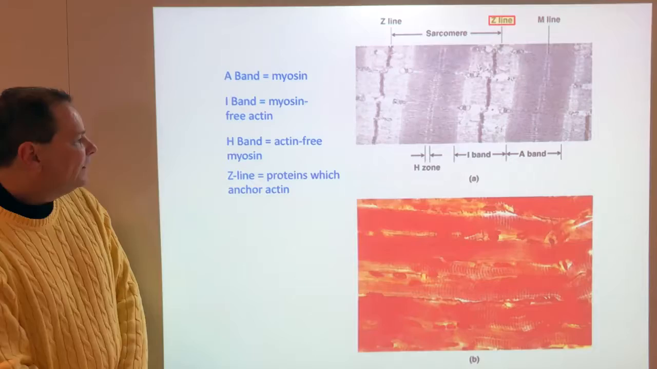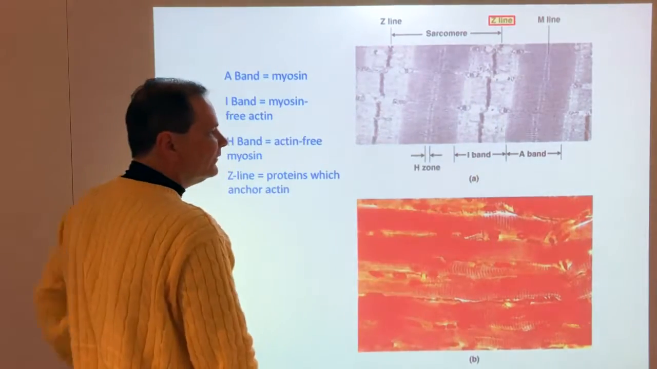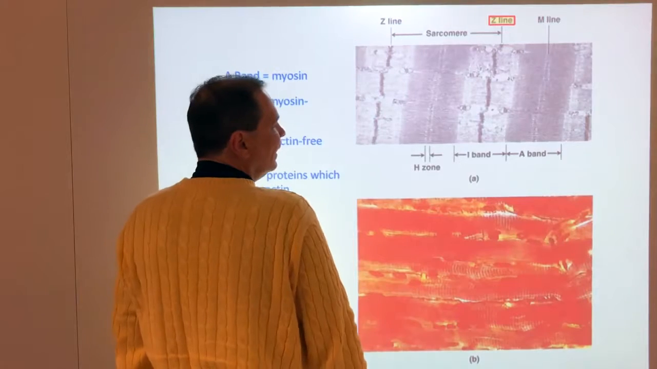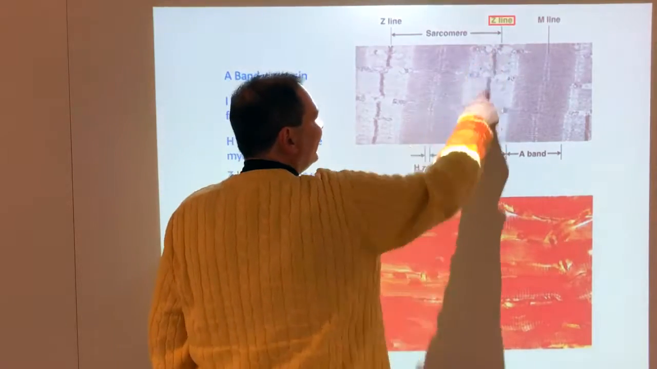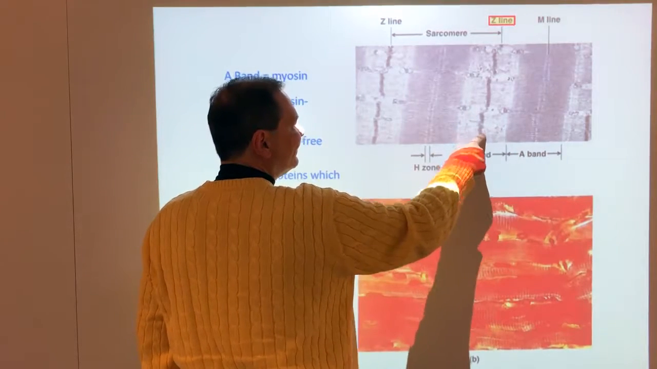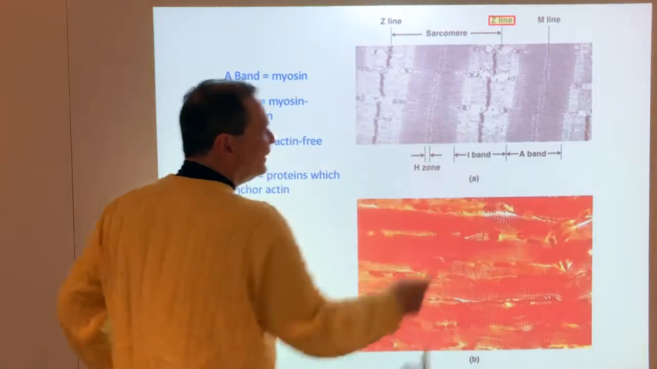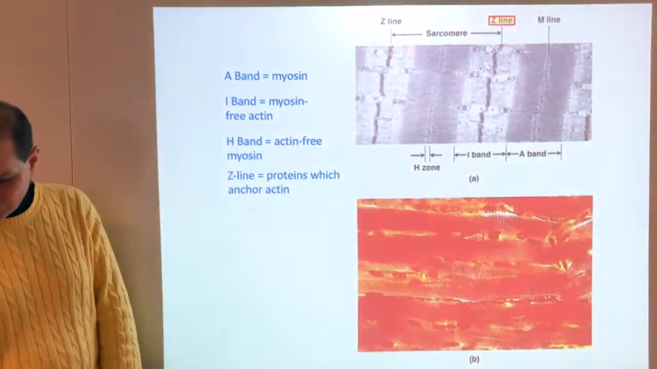And the Z line runs here transversally through the myofibril. And it is proteins to which the actin anchors. So the actin goes here, it attaches to the Z line, and here it attaches to the Z line. And it anchors that actin and holds it in place.